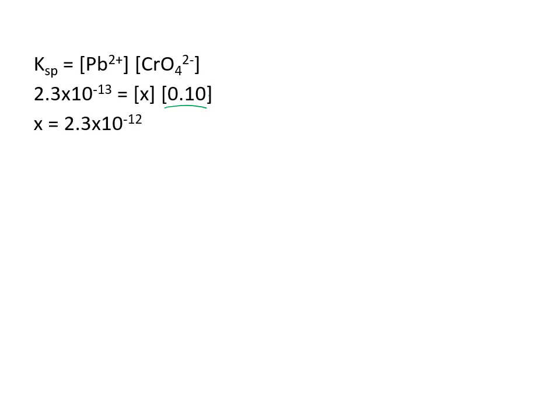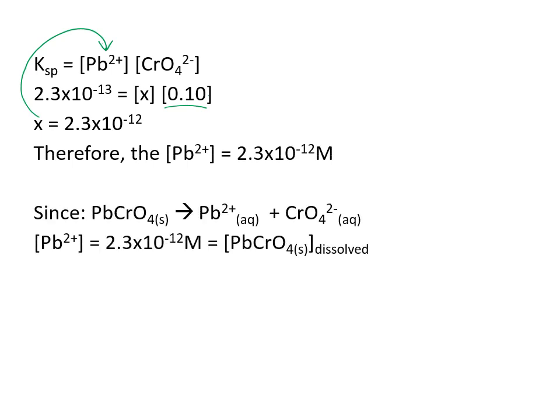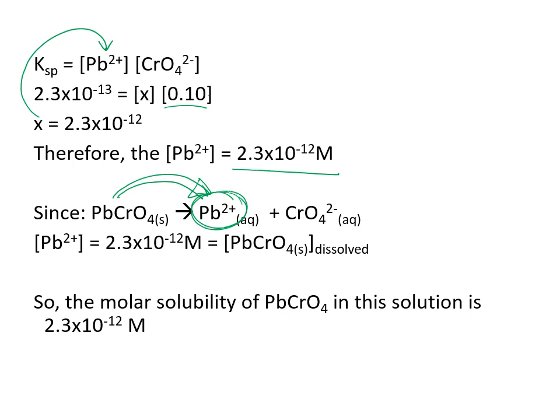We solve for x, and we end up with our x value being 2.3 times 10 to the negative 12, which is our concentration of lead ions. Because the lead ions came from the lead chromate, that must be the amount of lead chromate that dissolved. So if the amount of lead ions in solution is 2.3 times 10 to the negative 12, the amount of lead chromate that dissolved must be 2.3 times 10 to the negative 12 moles per liter. And so the molar solubility of lead chromate is 2.3 times 10 to the negative 12 moles per liter.